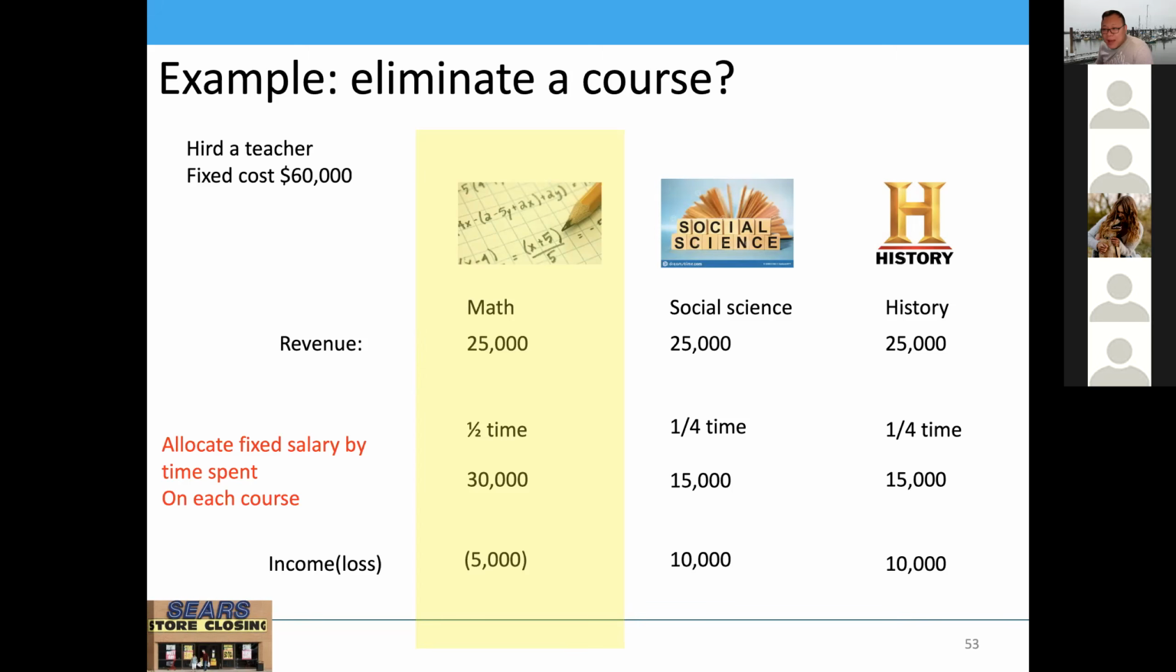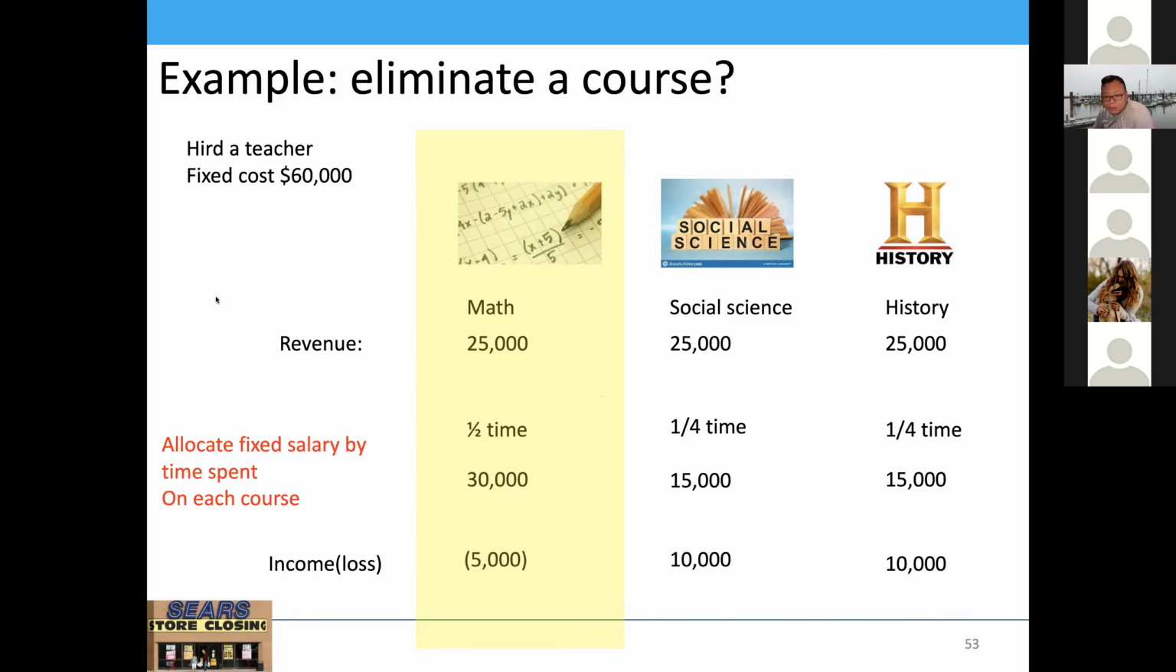Does anyone know what happened here? Why it's like this? Irene? I'm thinking that maybe they're not producing enough income to cover the fixed costs. Mm-hmm. So they need to teach more students, so they would have more tuition.